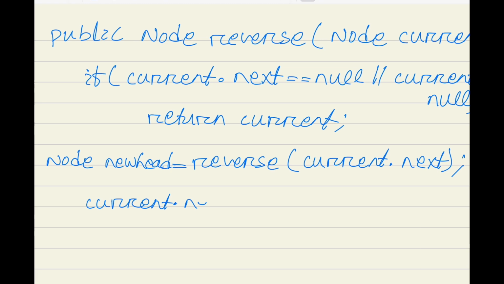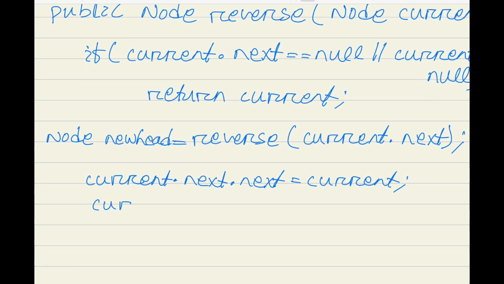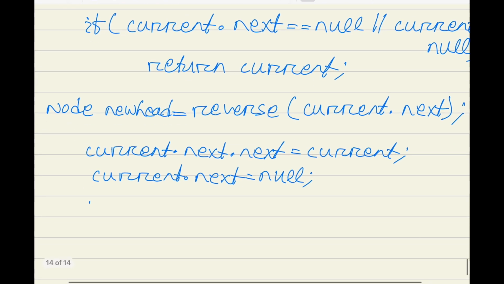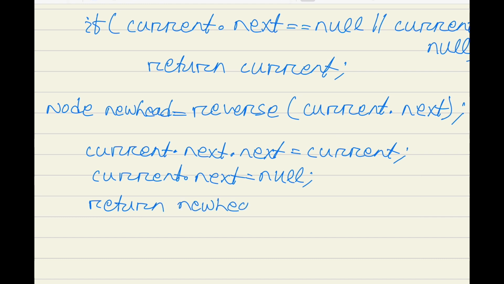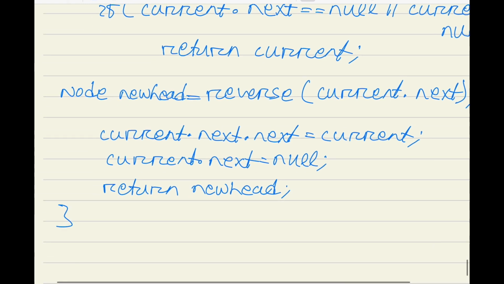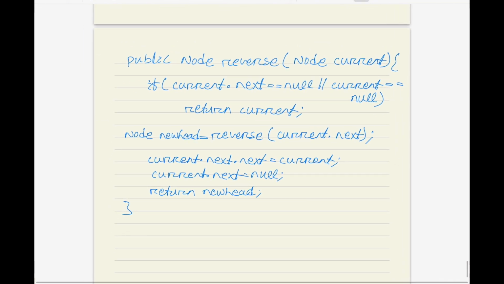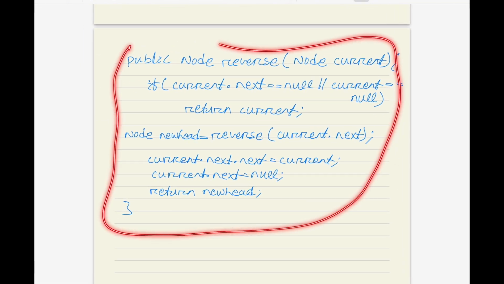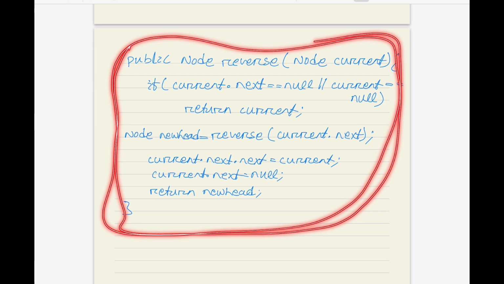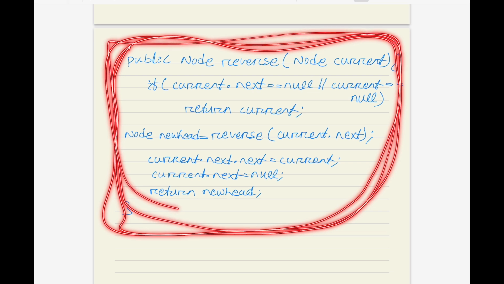current dot next equal to current, and current dot next equal to null, and we can write return new head. So this is end of the method. So this is the recursive method to find the reverse of a linked list, or you can say to reverse the elements of a single linked list.